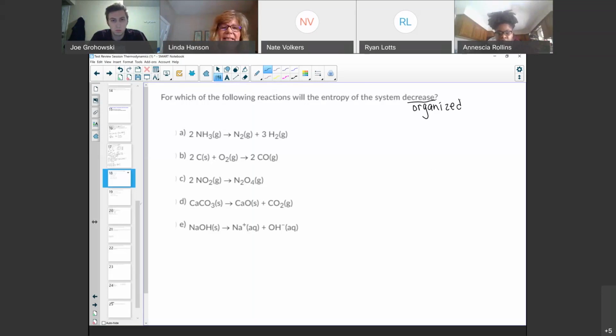For instance, in letter A, we have 2 gaseous moles of reactants breaking down to form a total of 4 gaseous moles. And that's the key, to only look at the gaseous moles as you make these decisions. 2 goes to 4. So of course we know the more molecules in the system, the more chaotic it would be. And so this one is actually going to increase in entropy.